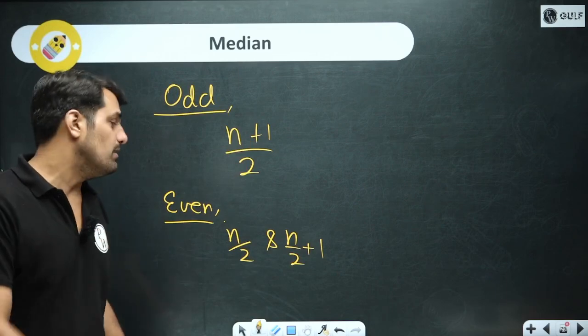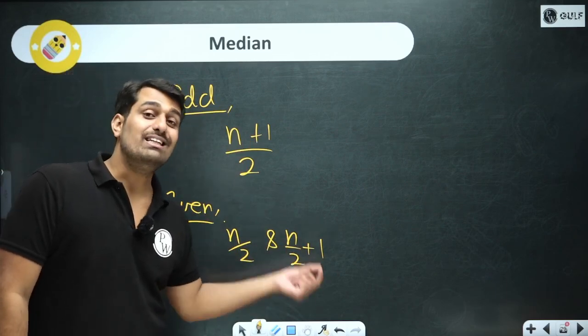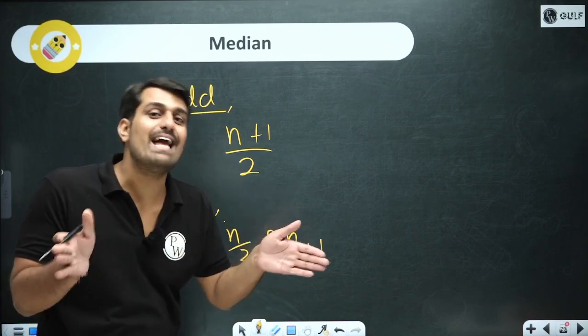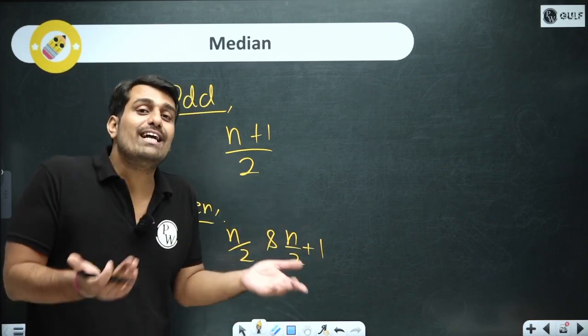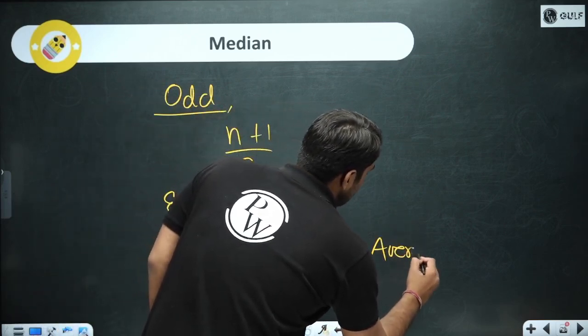So 10 people are there. 10 by 2, that means the fifth person, and n by 2 plus 1, that means 5 plus 1, the sixth person. The fifth and sixth persons are lying exactly in between. So which one should I take? I'll take the average. That will be our median.